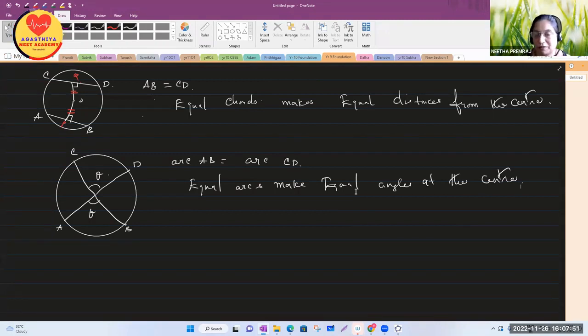Okay, make a note of it. We will do some sums using these concepts.